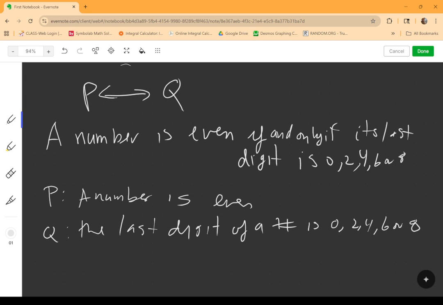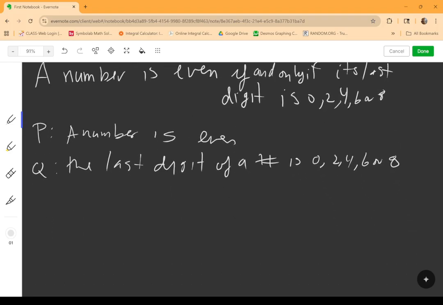Now think of the different if-then statements you can make. The first one is, if a number is even, then the last digit is 0, 2, 4, 6, or 8. True. We start with an even number: 2, 4, 6, 8, 10, 12, 14, 16, etc. All of those end with one of those digits, so true. Now the other direction: if the last digit of a number is 0, 2, 4, 6, or 8, then it is even. Also true. So we have a proper biconditional statement.